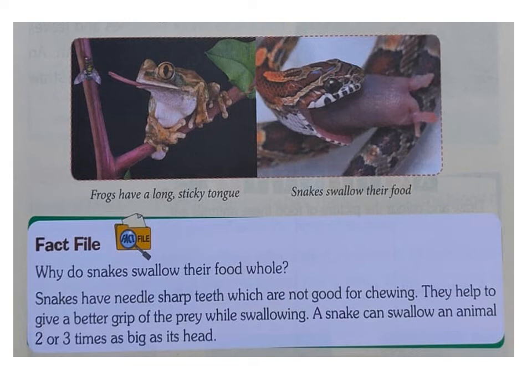A snake takes the whole food inside its body and digests it without chewing. They have teeth that are called fangs, for biting in defense, not for killing their food item.